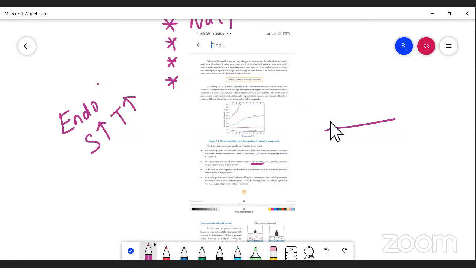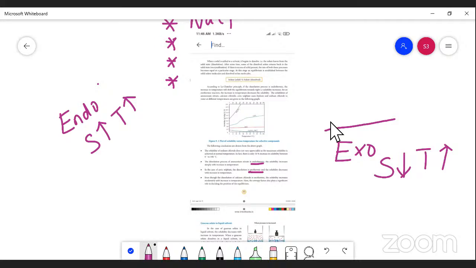If you see ammonium nitrate, the graph is going up. When the temperature increases, solubility also increases. Since it is an endothermic process, solubility increases with increasing temperature. In the case of cerium sulfate, this is exothermic. In an exothermic process, solubility decreases with increasing temperature. That's the cerium sulfate; the graph is going down.